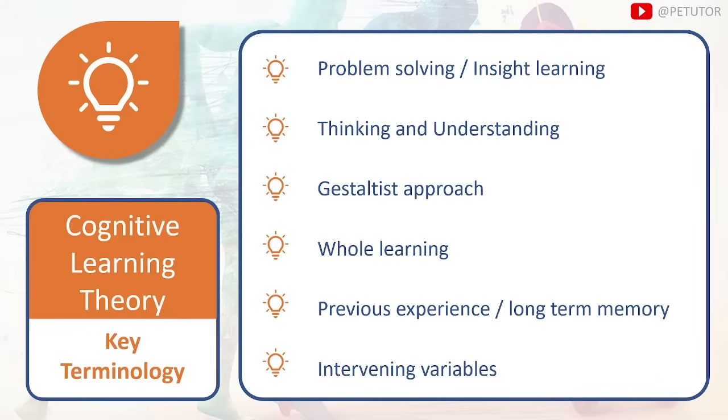Okay, and then the last one here, key concept, is intervening variables. Now, apart from being difficult to say, what intervening variables basically means is all of the little parts that make up the situation, the problem to be solved.